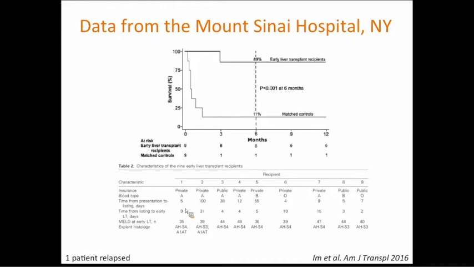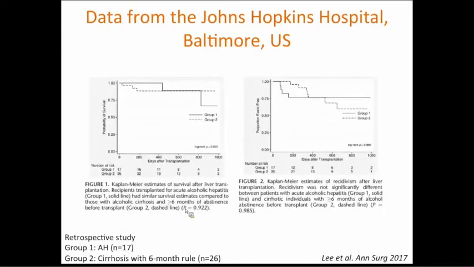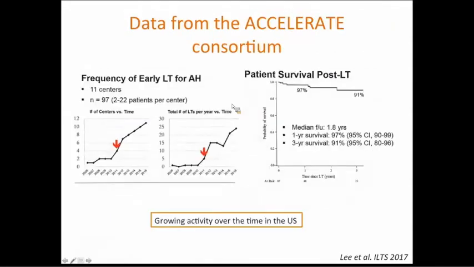Very encouraging again. And these are the data from Baltimore, published by Dr. Lee this year in Annals of Surgery. Compared to alcoholic cirrhosis with a 6 months abstinence rule, there is no difference in survival after a reasonable period of time. So encouraging again. And the accelerated consumption also observed very good survival results, with at 3 years more than 90% of survival after liver transplantation.